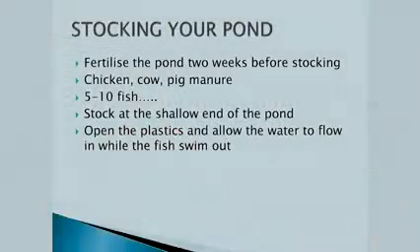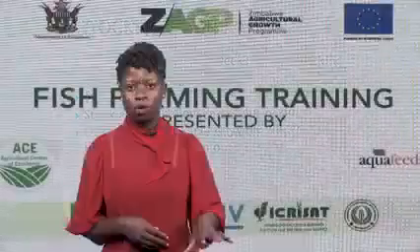So when you are stocking, you can stock using a simple model. You can stock 5 to 10 fish per square meter. And when you stock your pond, you use the shallow end, the one which you said ranges from 0.8 to 1 meter. So that's where you stock your fish. You open the plastics and allow the water to flow in, while the fish swim out of the plastics into the pond.